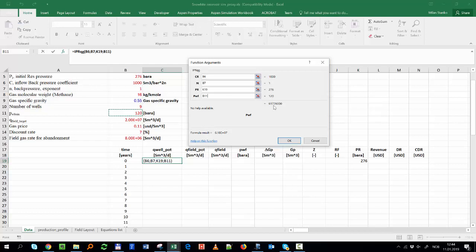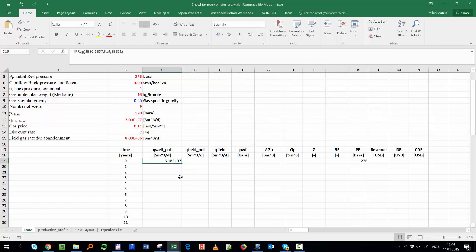So how do I avoid that it will shift also on the C, the N and also PWF? F4. So I use F4 to block here and here and here, and on the minimum. That tells me that the well can produce, a single well, we're looking at only one, can produce 61 million standard cubic meter per day.